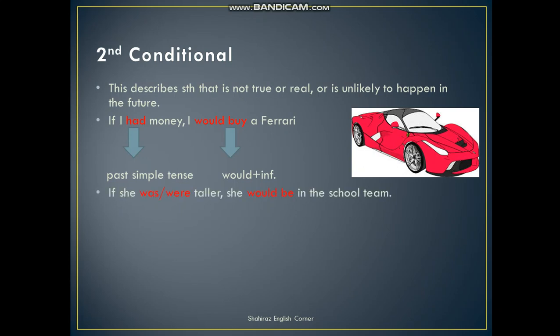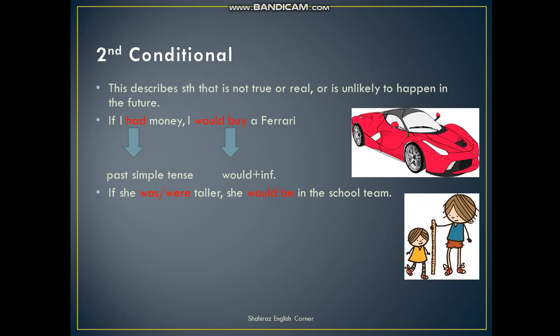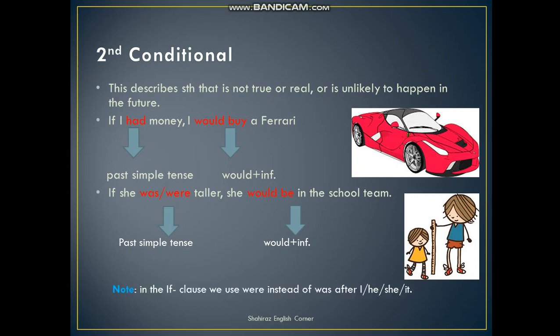Another example: if she was or were taller, she would be in the school team. Again, notice the tense: past simple, and would plus infinitive. Note, in the if clause, we use were instead of was after I, he, she, or it.